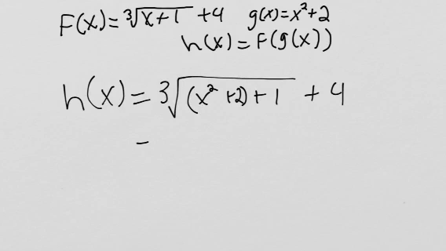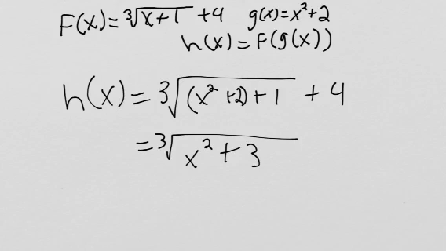We just have to combine like terms now. We get the cube root of x squared plus 3. And then we still have the plus 4 hanging out. So that's part A, done. Okay, so part B asks us to find the inverse.